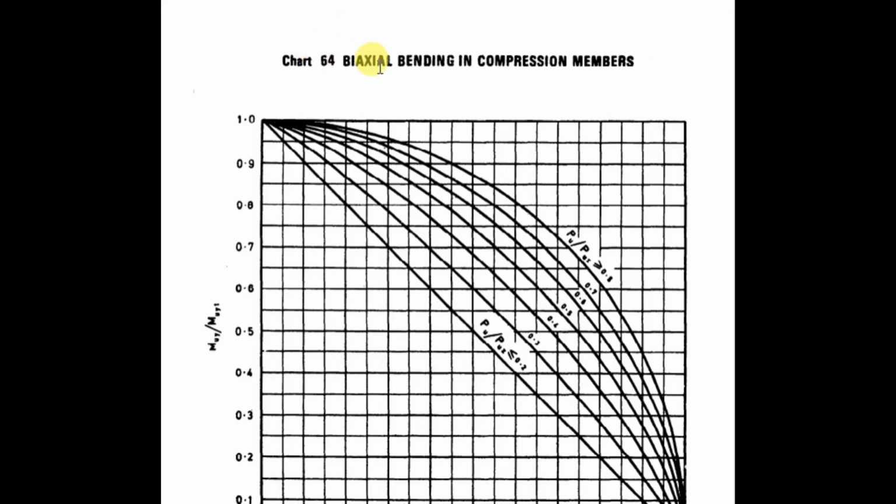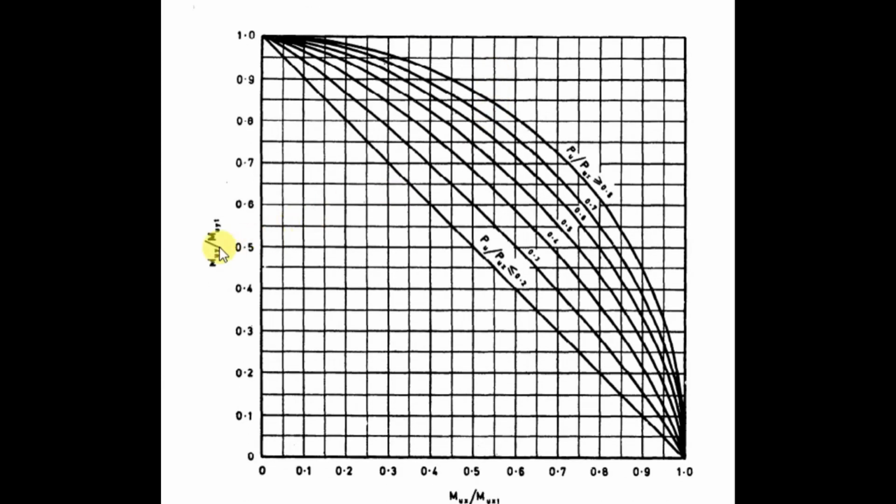This is chart 64, biaxial bending in compression member. From this chart, by using Mu y by Mu y1 and Pu by Pz value, we have to find out the permissible values of Mu x by Mu x1. So let's draw the line over here and find out the permissible value.